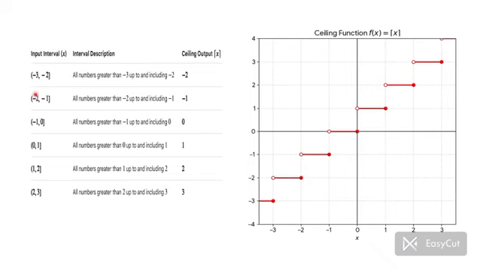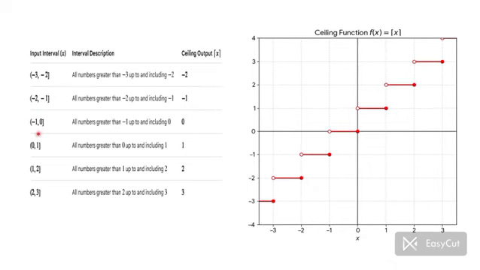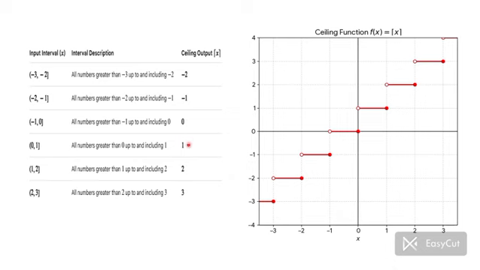In this way, this function adopts the values. In the interval -3 to -2, it has the value -2. From -2 to -1, it has the value -1, the biggest one. From -1 to 0, the biggest one is 0. From 0 to 1, it has the value 1, and from 1 to 2 the value 2.